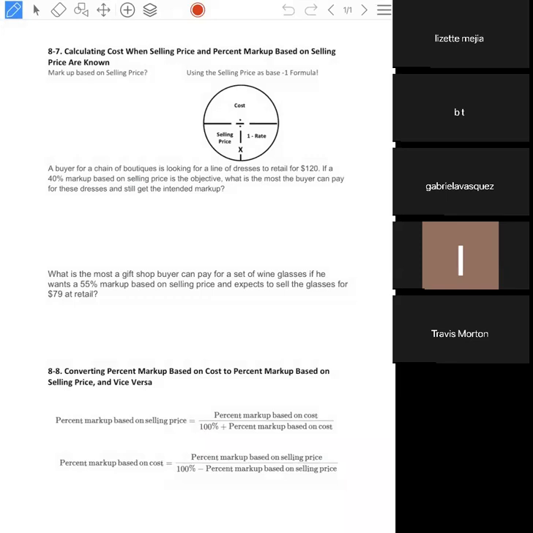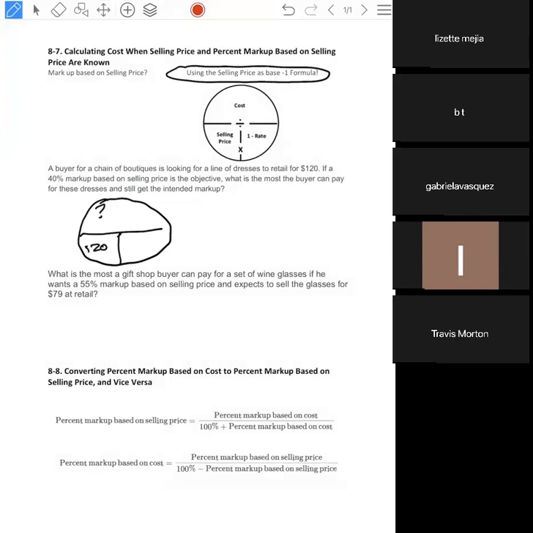So we're going to use the selling price formula if it says it's based on selling price. Again, if a buyer for a chain of boutiques is looking for a line of dresses for a retail, that's their selling price in this case. So now we're trying to find the cost up here.